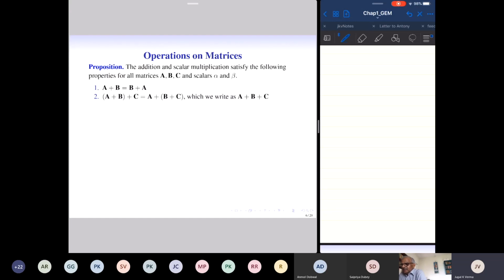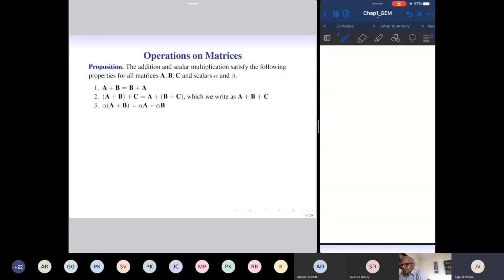When I say I have finitely many matrices A1, A2, up to AN of the same size, and I say add the matrices, it is a unique matrix. It is understood what it is, because we can rearrange the manner in which we add these matrices, and because of associativity, it doesn't matter how you bunch those matrices to arrive at the answer.